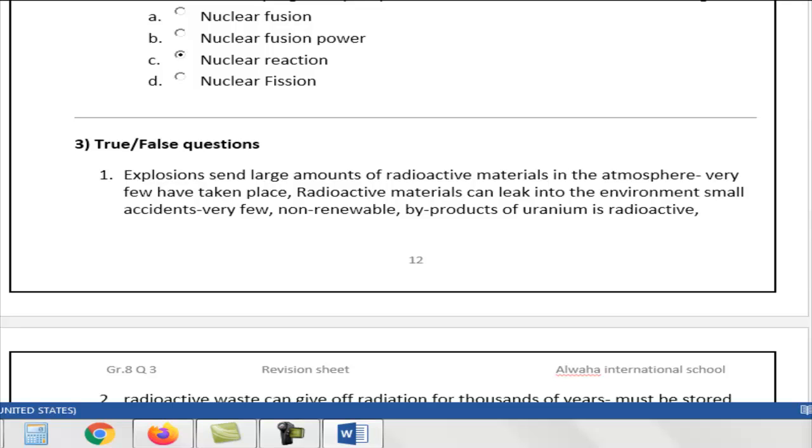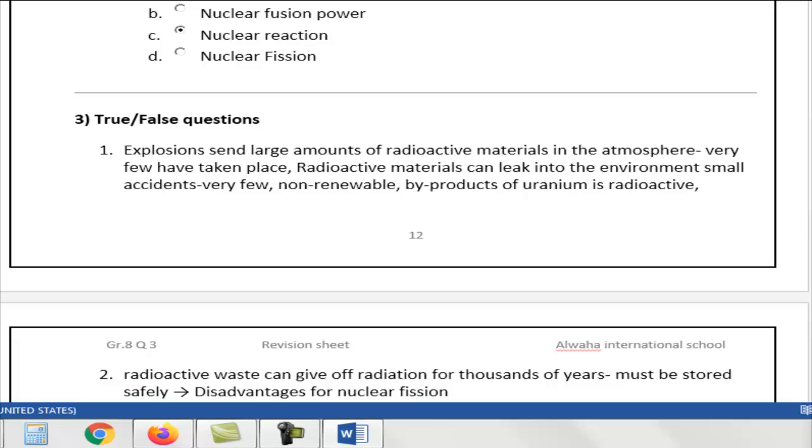Okay, true or false, question number 1. Explosions send a large amount of radioactive material into the atmosphere. Very few have taken place. Radioactive material can leak into the environment. Small accidents. Very few non-renewable byproducts of uranium are radioactive. So is it true or false?